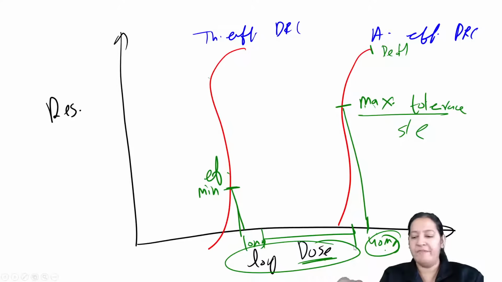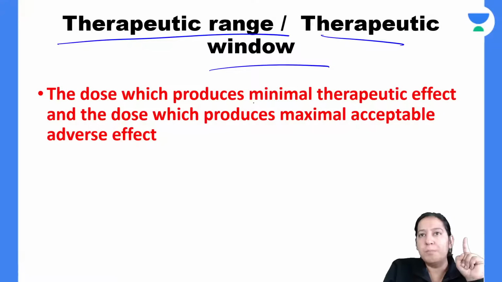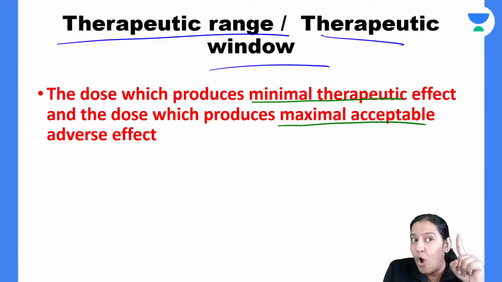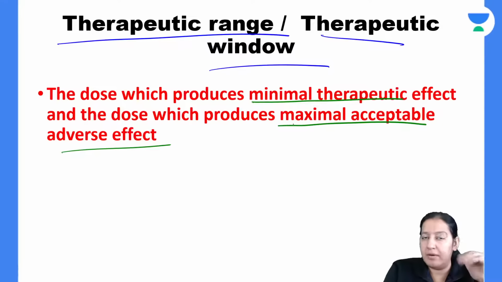Give me a thumbs up if you got it. So what I am telling you here is this: the dose which produces minimum therapeutic effect and the dose which produces maximum tolerable side effect, the range between them is known as therapeutic range.